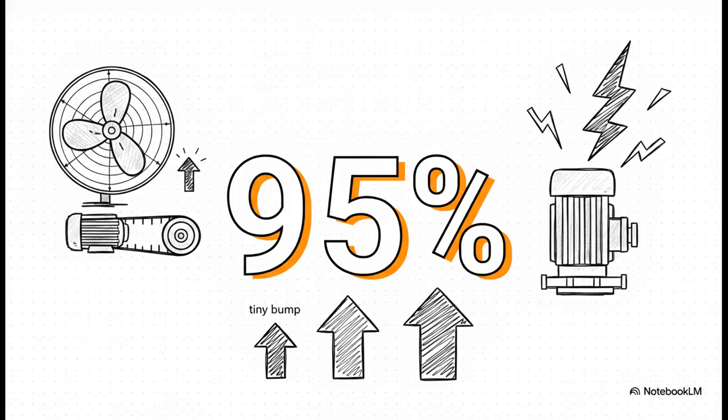But here is honestly the most shocking rule of fan selection. It's a fundamental fan law. Say you have an existing fan and you adjust the pulleys to increase its speed by just 25% because you want a bit more air. You don't just need 25% more power, no way. You need a 95% increase in motor horsepower. Literally, a tiny bump in speed requires a massive, massive leap in energy. And that right there is exactly why getting the initial fan selection right is absolutely critical.